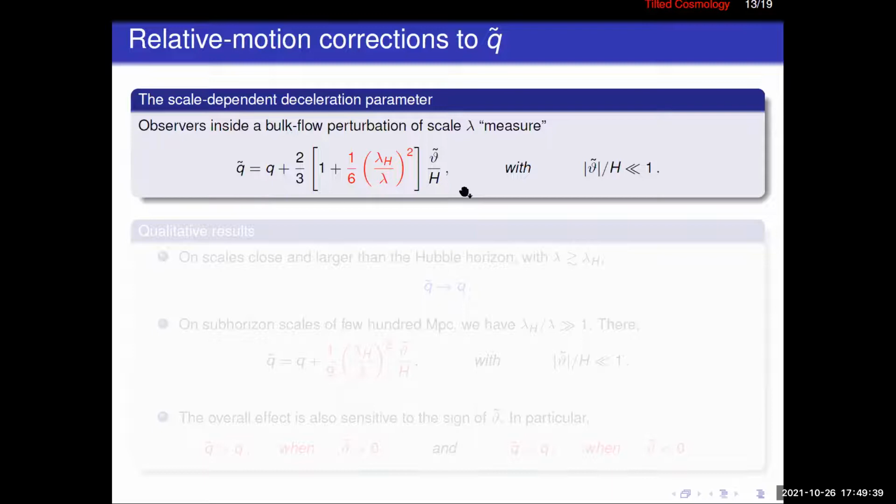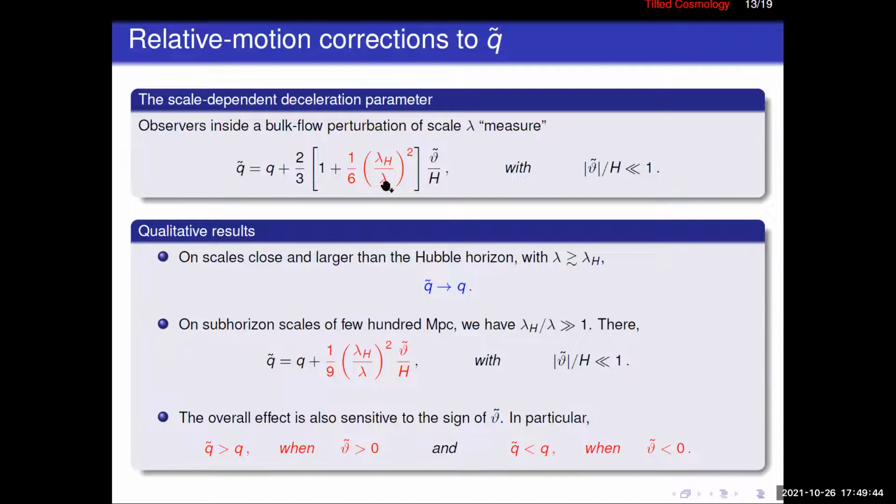So we have some first qualitative results here. And it tells you that if you go to very large scales near the horizon or larger, then the correction term here is negligible and the two deceleration parameters coincide. So what the Hubble flow observer measures and the bulk flow observer measures doesn't make any difference. Which is expected, because we anticipate that as you move out to progressively larger scales, the impact of peculiar motions should fade away. But if you go inside the horizon, that's how the relation between the two Qs looks. And you can see that the overall effect of the correction term here, the red term, also depends on the sign of theta. In other words, on whether the bulk flow is locally expanding or contracting.